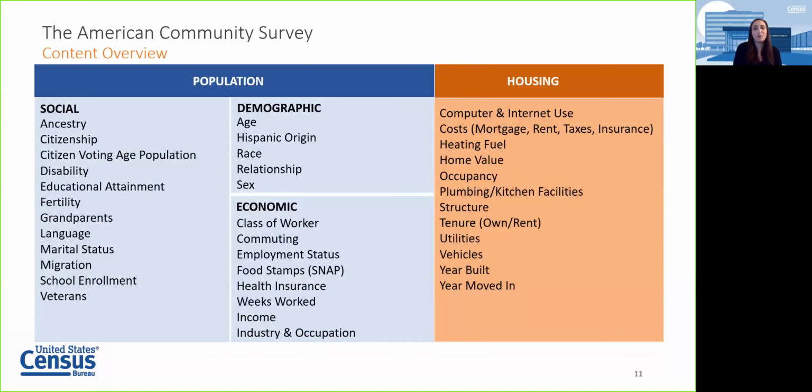Social characteristics include topics such as disability status, education, and language spoken at home. The American Community Survey also collects basic demographic characteristics such as sex, age, race, and Hispanic origin. Economic characteristics include topics such as commuting to work, employment status, and income. Housing characteristics include topics such as computer and internet use, housing costs, and vehicles available.